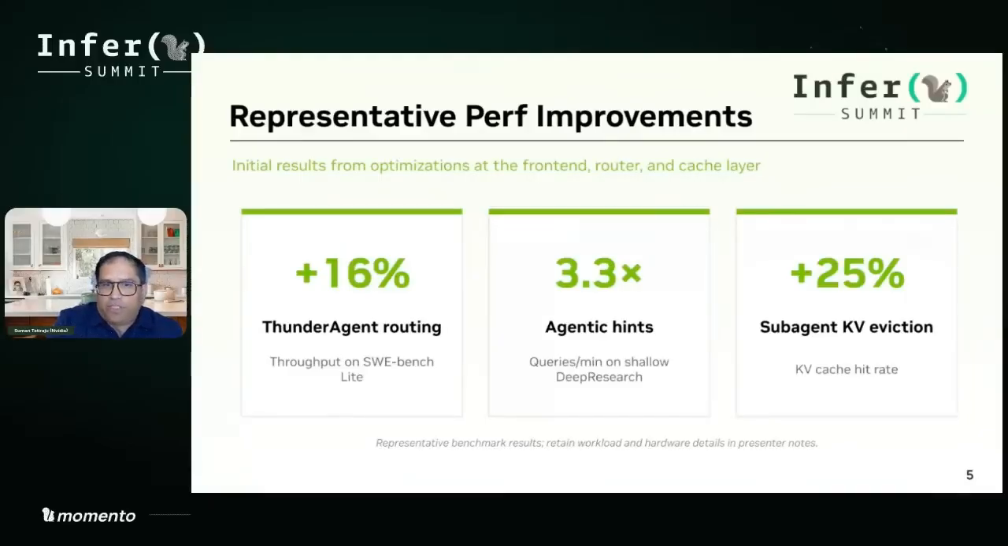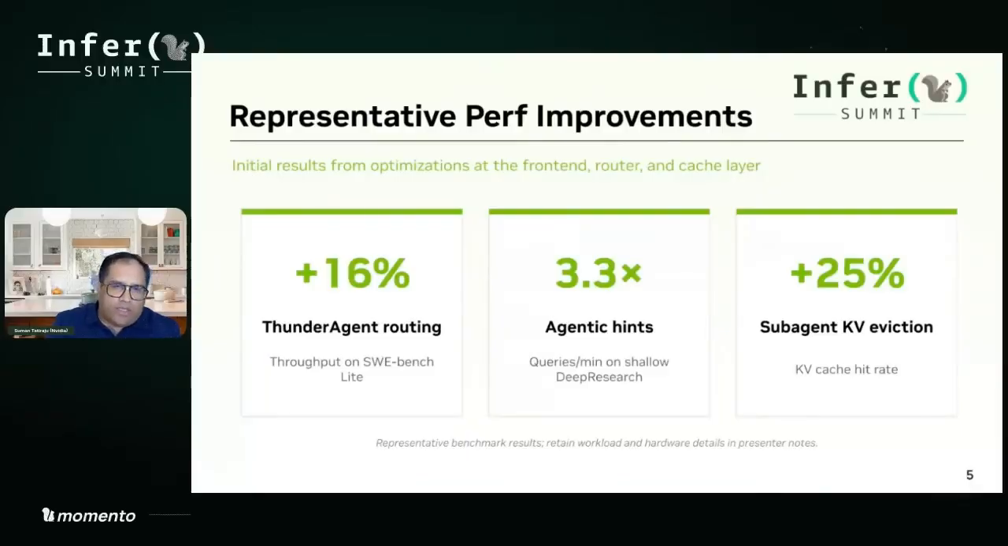It's an experiment which shows that this is the right way to progress. The other exploration that we did was agentic hints. I'm going to discuss everything in detail, but these are the big improvements that we have seen with agentic hints. We increased the number of queries per minute on shallow deep research by 3.3x.